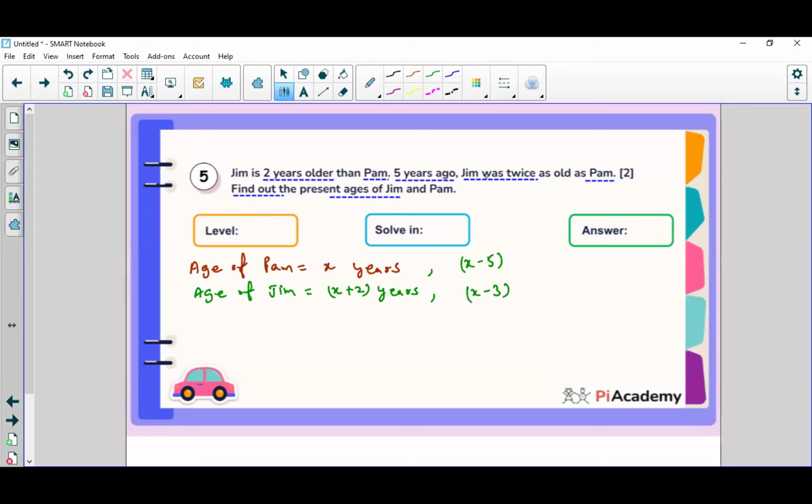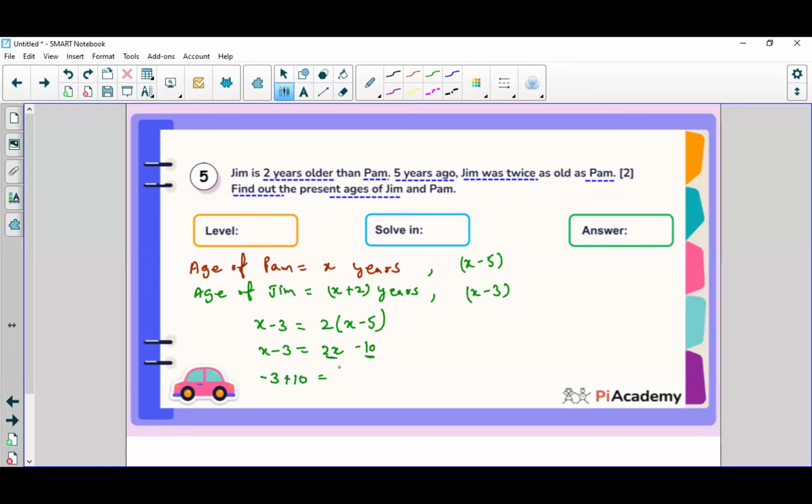Okay. Now it's saying 5 years ago, Jim was twice. Jim means x minus 3. It's twice. Twice of what? As old as Pam, which is x minus 5. Okay. Now, x minus 3 is 2 times x is 2x and minus 10. It is a question based on linear equation. We are not following simultaneous equation here. Now, keep the term with variables on one side and keep the term without variables on another side. Okay, so this is negative 3 and this is negative 10 here, guys. If you will shift it to the left, sign will change. It will become positive.